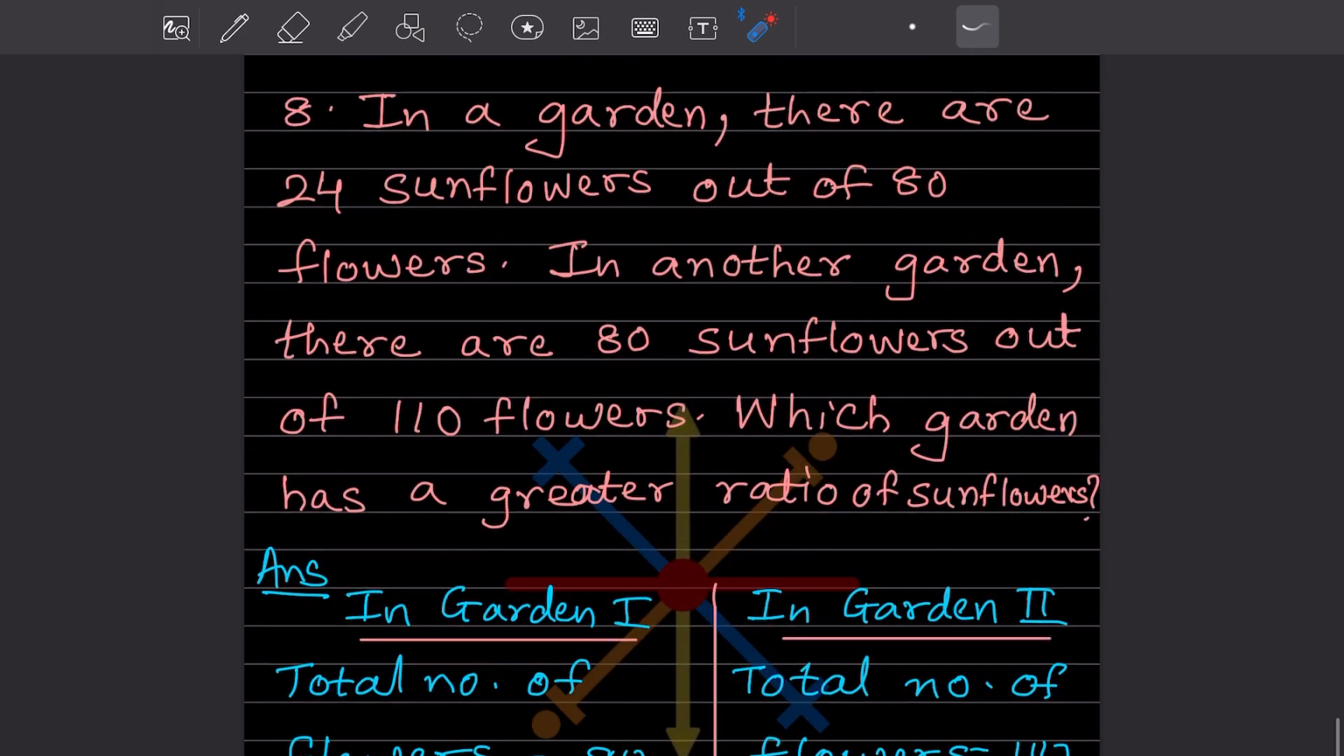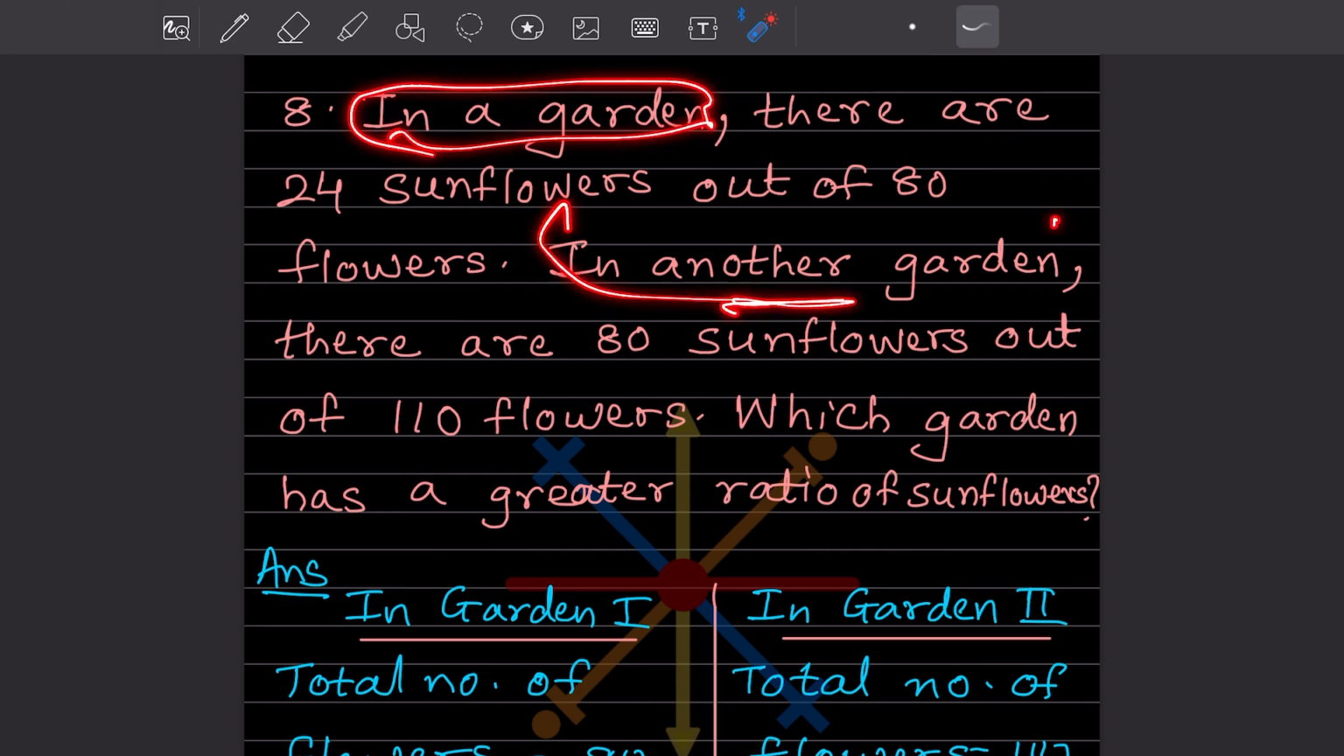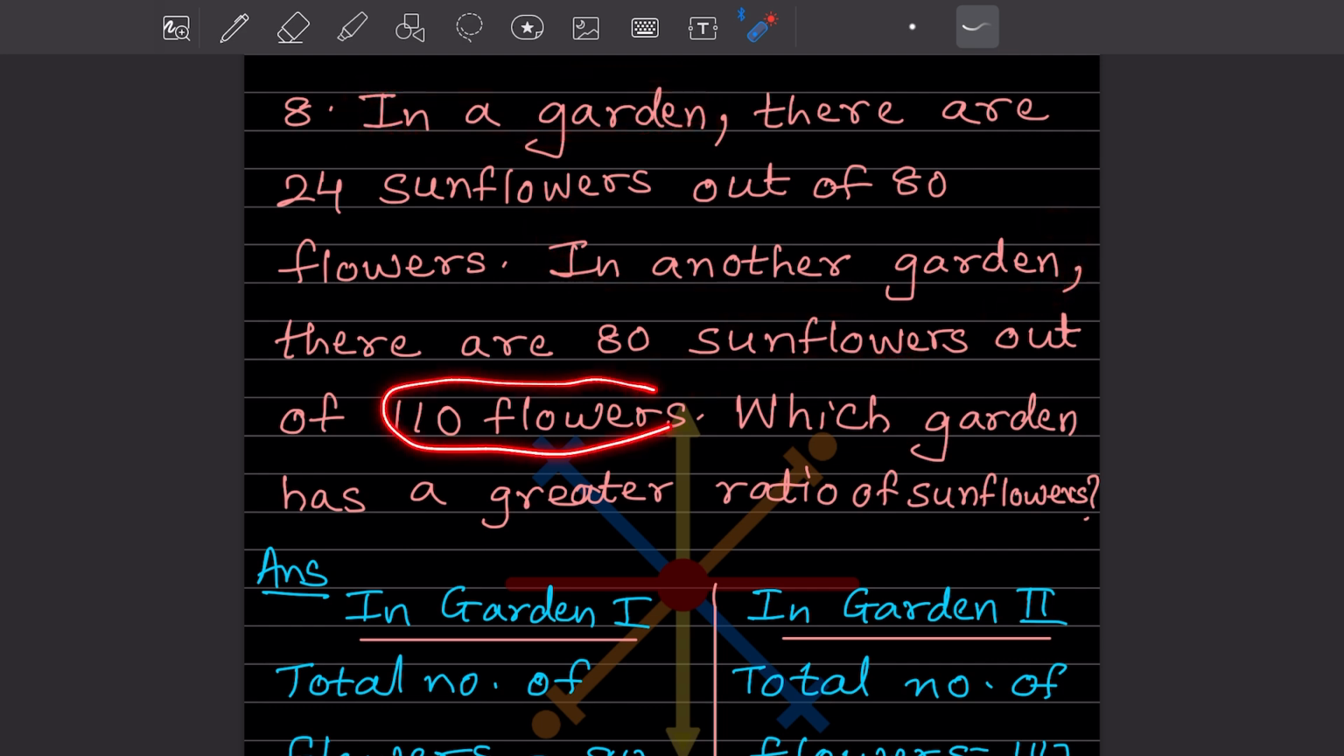Now in the next problem it says that in a garden there are 24 sunflowers out of 80 flowers. That means total flowers are 80, out of that 24 are sunflowers. So there are two gardens. Now see, in a garden means this is one garden. In another garden, there are 80 sunflowers. And how many total flowers are there? There are 110 flowers. Out of that 80 are sunflowers. So they said these two gardens, which garden has a greater ratio of sunflowers?